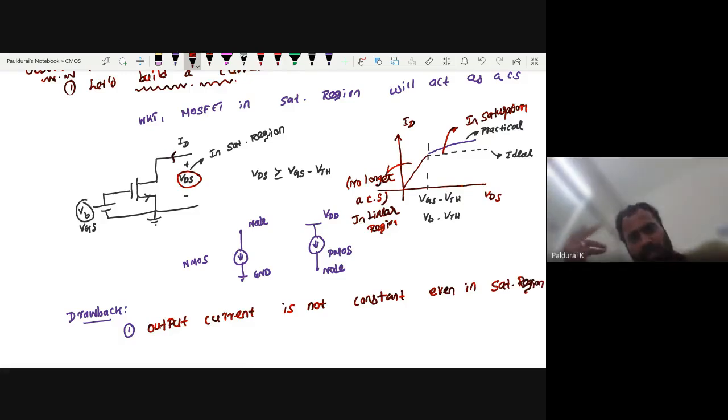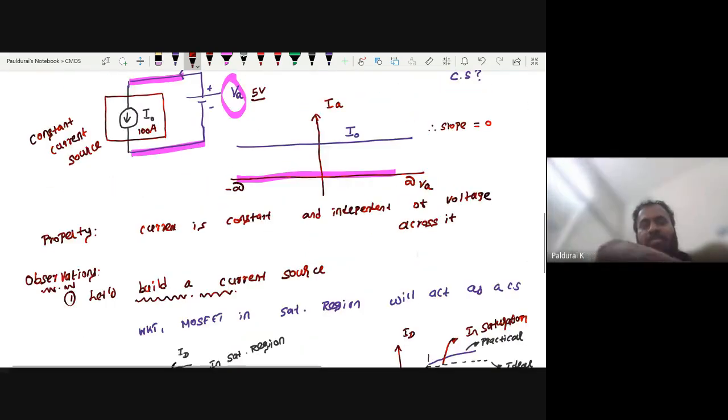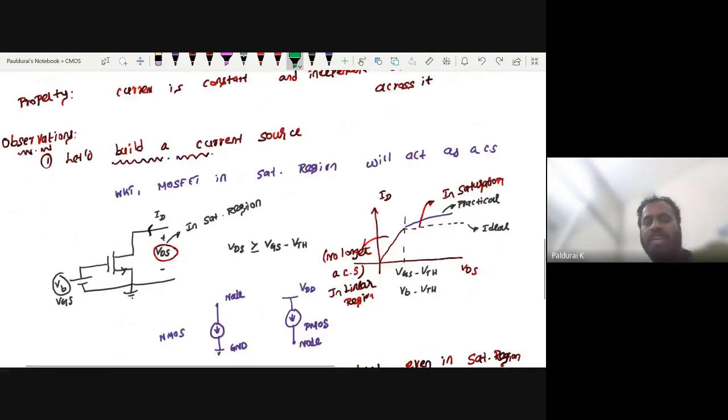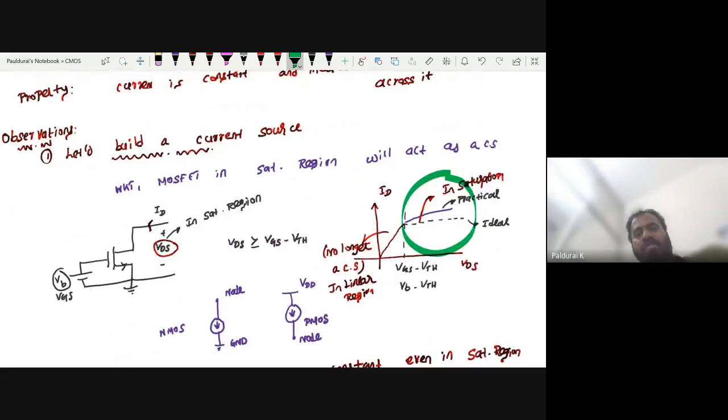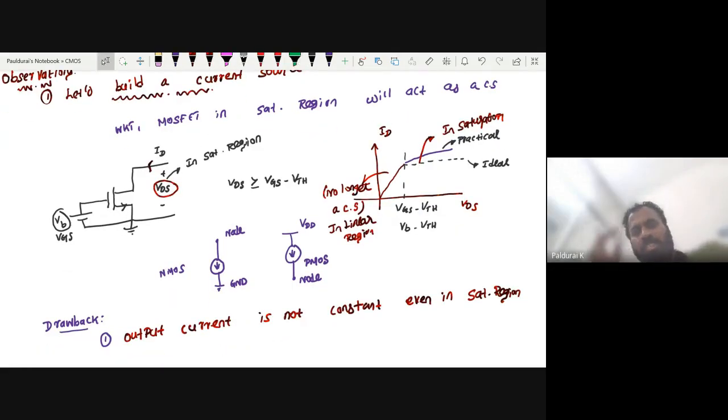Actually, we are expecting a constant current source, and you know the property of a constant current source: the slope would be zero, right? You want to get a flat response like this. It should be like this. But what do we have? Because of channel length modulation, that story, the current increases when you increase this VDS. So the output current is not constant, even in the saturation region. That's the very first drawback.